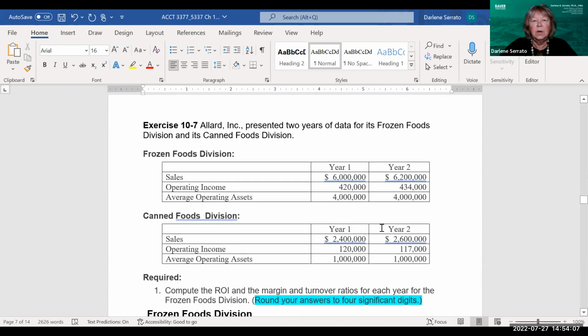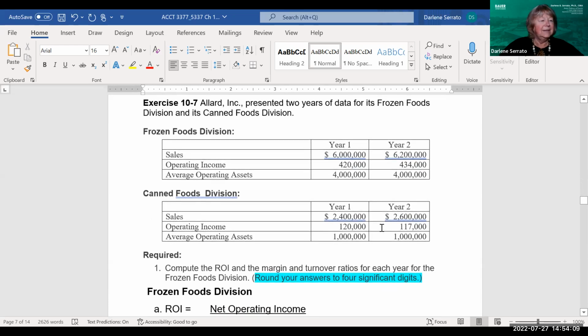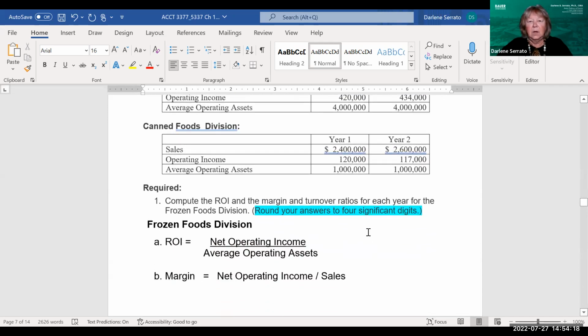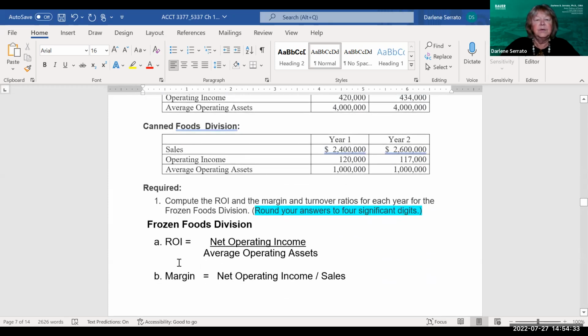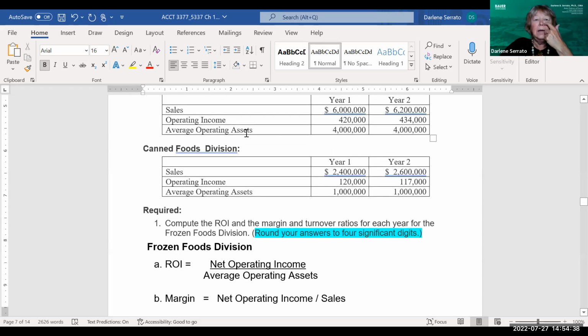And I want to go to another problem, exercise 10.7. I want to do all of the ROIs together, okay? So we're going to do ratios, round your answers to 4 significant digits. We have frozen foods year 1 and 2, and we have canned foods year 1 and 2. So frozen foods first. In this one, they calculated average operating assets, so we didn't have to do it.